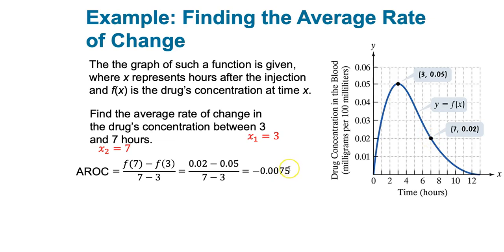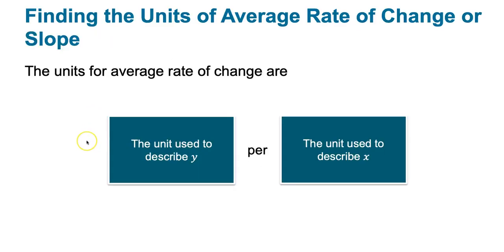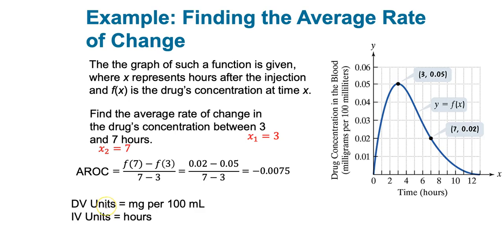Let's identify the proper units for our average rate of change. Finding the units of average rate of change is the same thing as finding the units of slope. The units are the y units divided by the x units, or the dependent variable units divided by the independent variable units. For our example, the dependent variable units are milligrams per 100 milliliters, and the independent variable units are the number of hours.